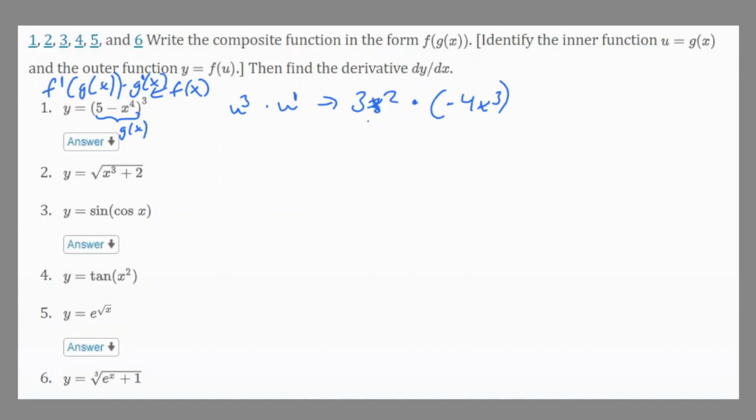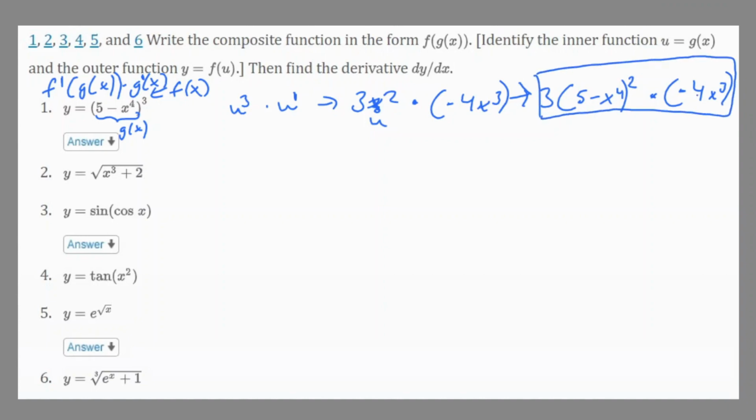And this should be u as well. That should be u. This stays as negative 4x to the third power. So we plug in u, or fill in the equation for u. It's going to be 3, 5 minus x to the fourth power to the second power multiplied by negative 4x cubed. And this would be your final answer. You don't have to multiply out anything. This would be your final answer by the chain rule.